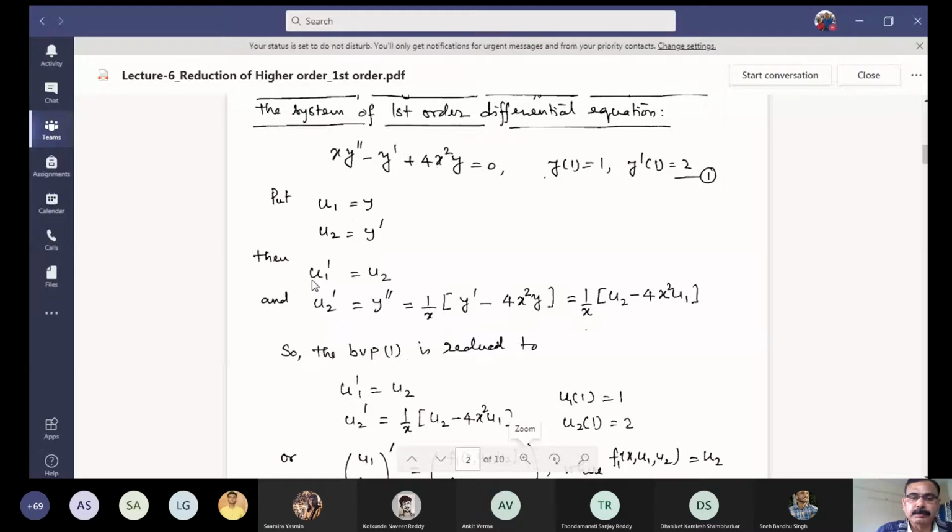So basically we get a system of equations of this type: u1 prime equal to u2, and u2 prime equal to 1 by x times u2 minus 4x square u1. So this second order differential equation can be reduced to a first order system of differential equations, right? Basically it is simultaneous in the sense that you cannot solve them separately. Both the values will be calculated together, meaning both the equations have to be solved together.